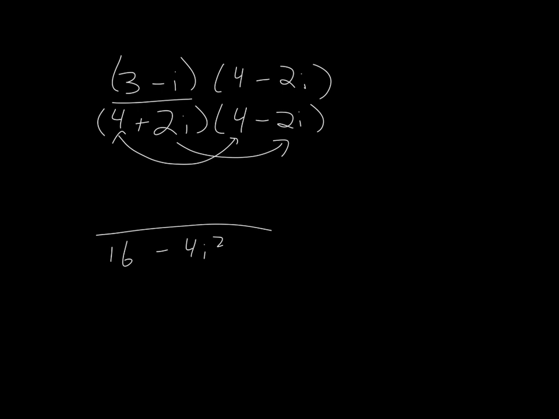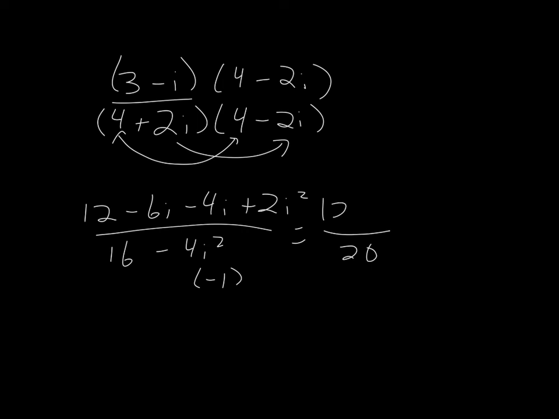So we'll do that. 3 times 4 for the first is 12. Outer, 3 times negative 2i is negative 6i. Negative i times 4 is negative 4i. Negative i times negative 2i, we have a positive then. We have positive 2i squared. Now, we're not done. In the denominator, 16 minus 4i squared. Well, that i squared, remember, is a negative 1. So it's really, we're adding 16 and 4, which equals 20.